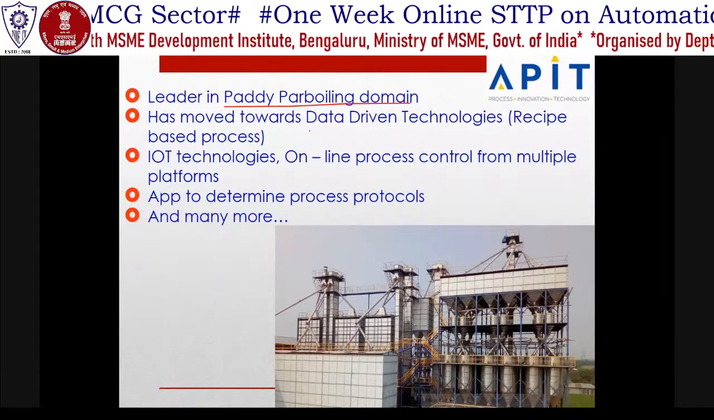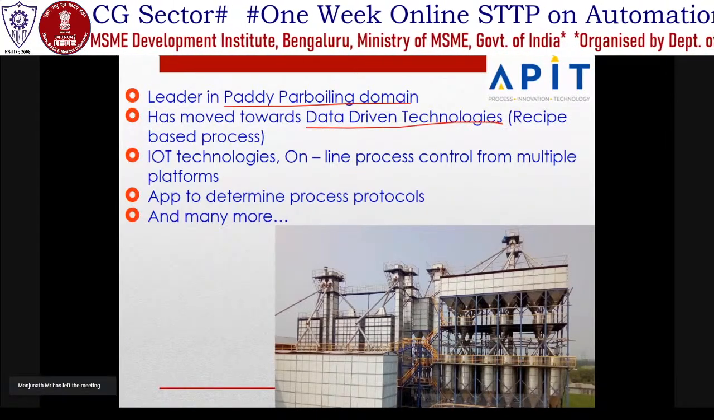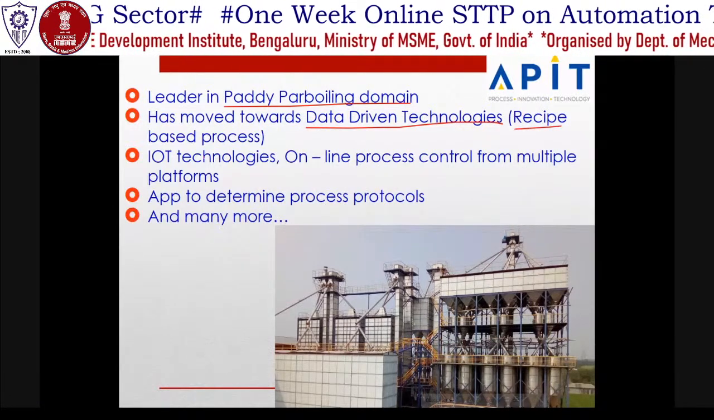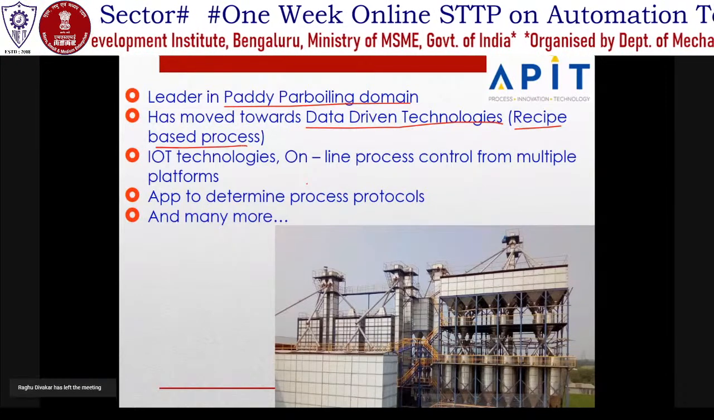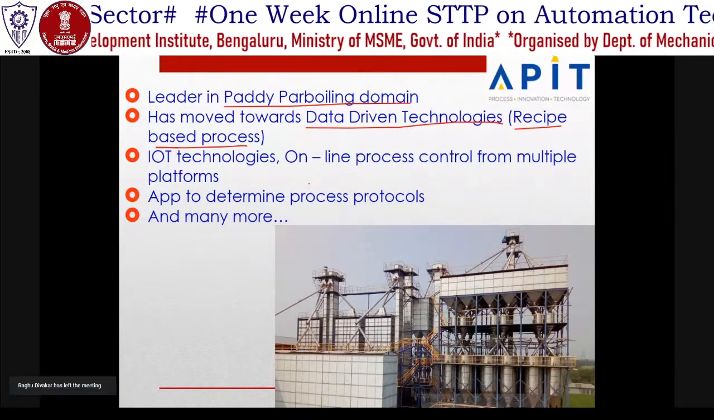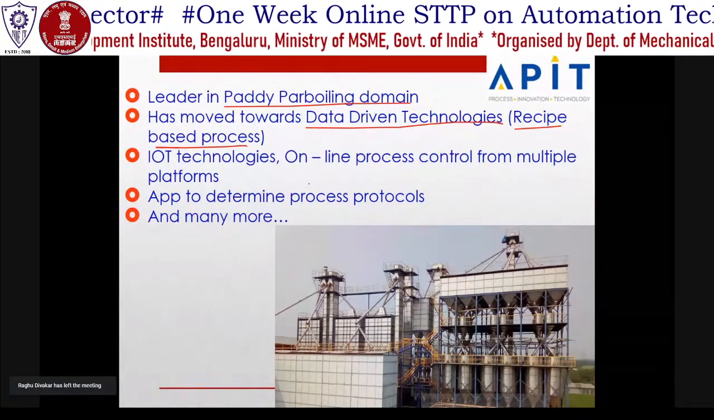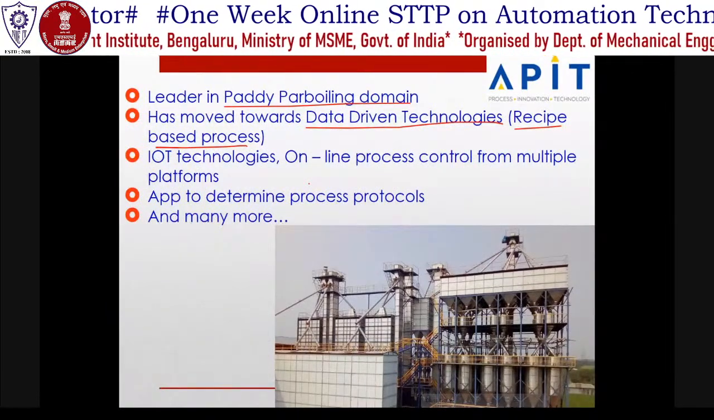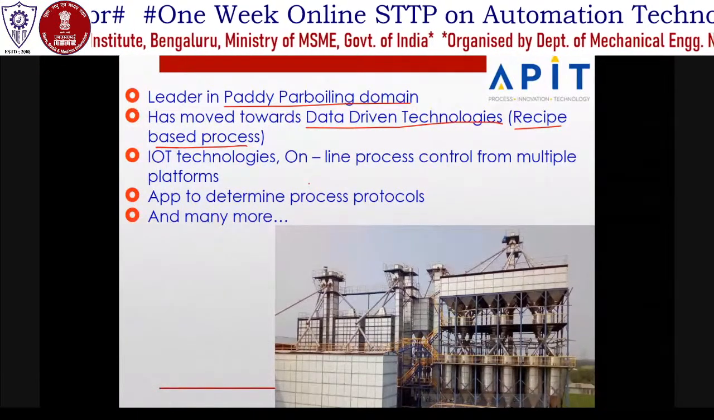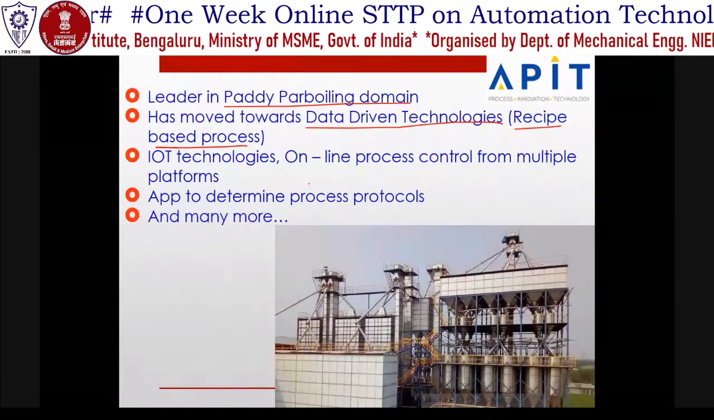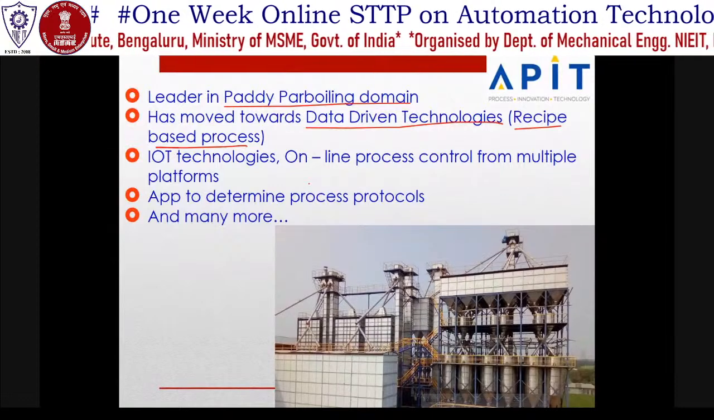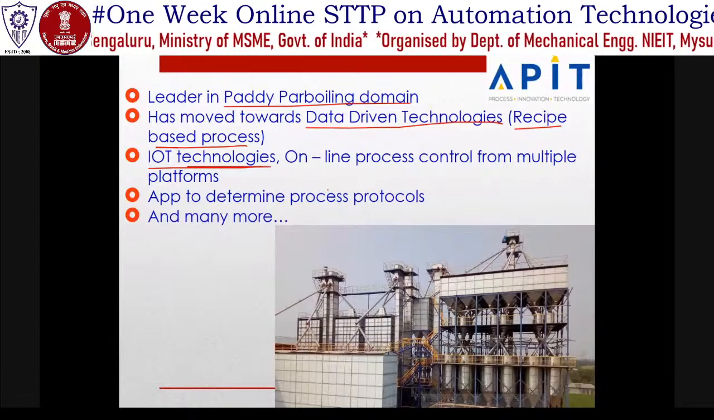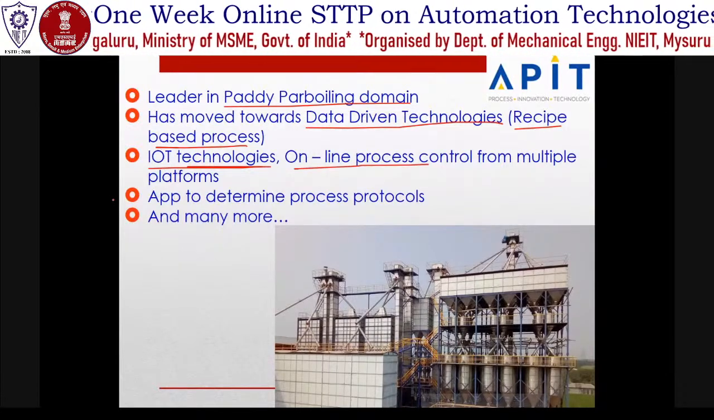So they have moved towards data-driven technologies. Right? Their system is data-driven, and they have what is known as a recipe-based process. So I take the same rice, and based on the recipe, whether I want to do biryani, fried rice, or table rice to eat with sambar, the processing is controlled by the whole computer, right? And they have also moved into Internet of Things and online process control from multiple platforms.